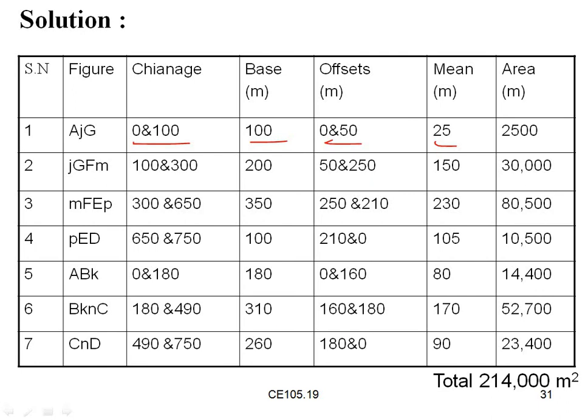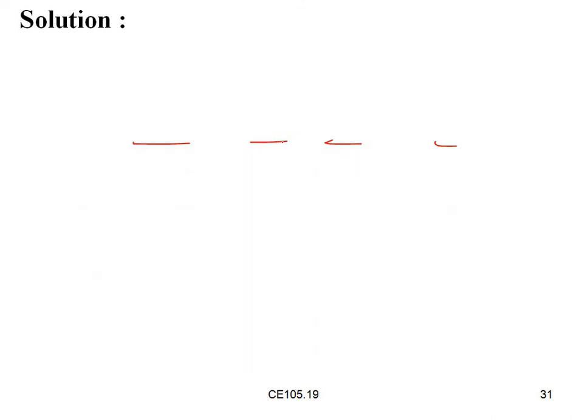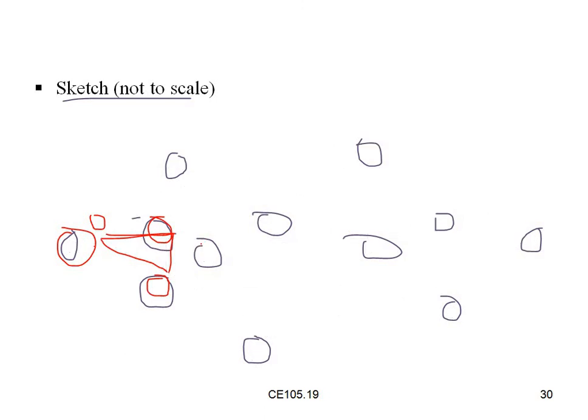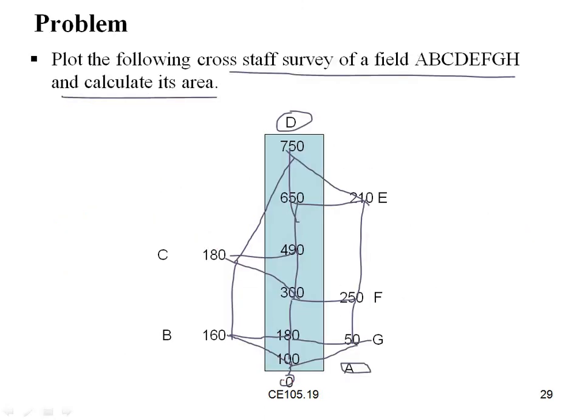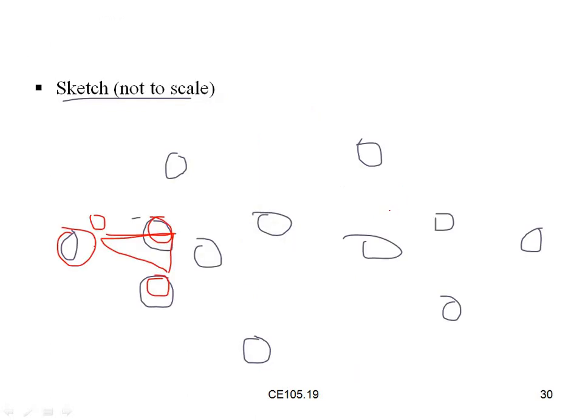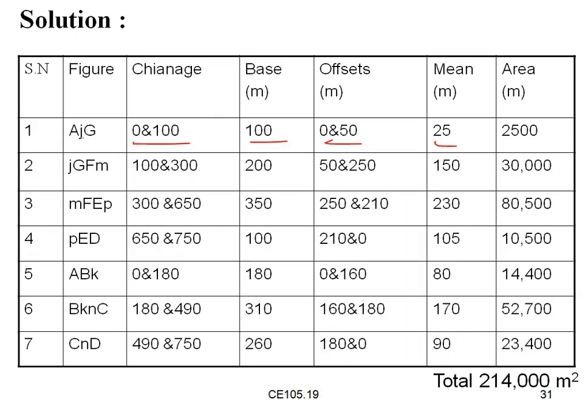So let us see here. The offsets are 0 and 50 and the base is 100. So the change is 0 to 100. That means this is the change which is starting from 0 to 100. And your offsets are 0 and 50. That is called offset, this is 50. And here the base is 100. We have to find out this length, so that will be a triangle. So here the triangle is AJG.